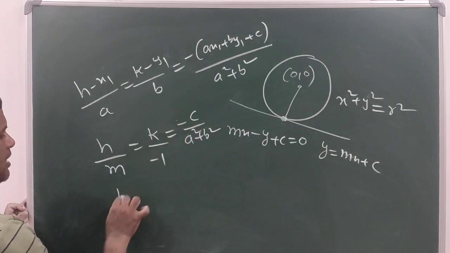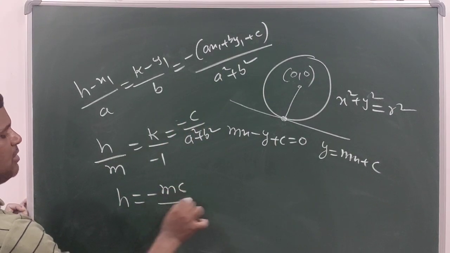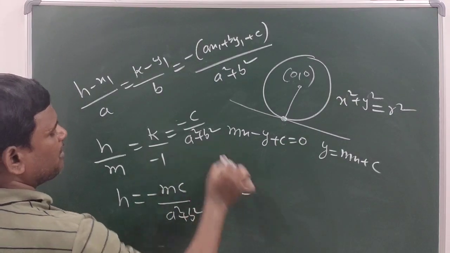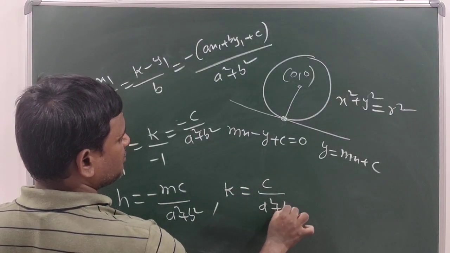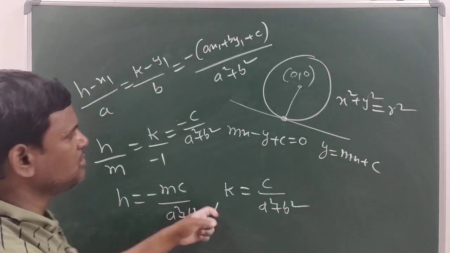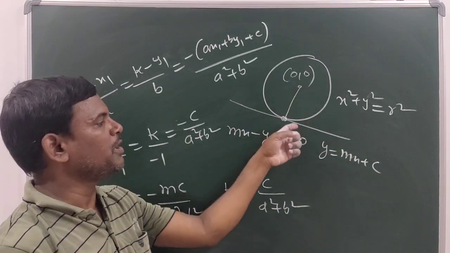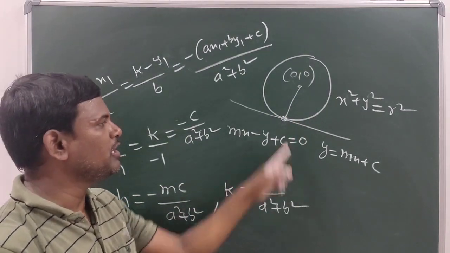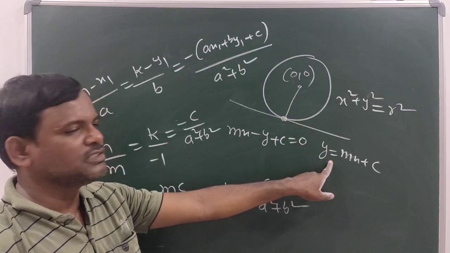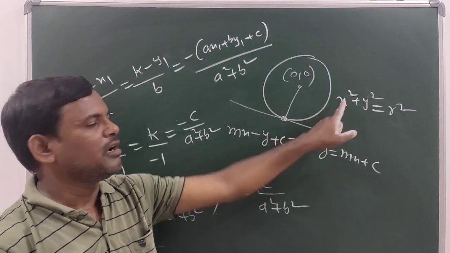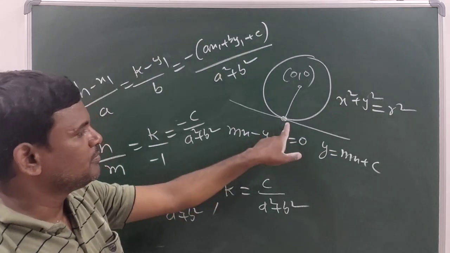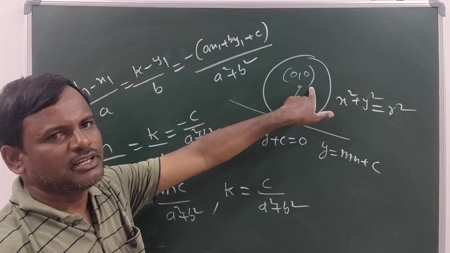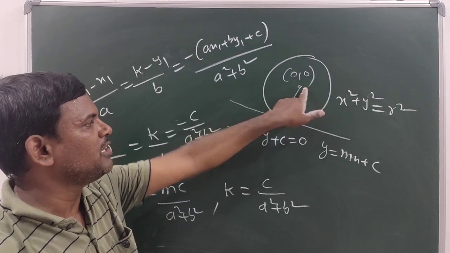Now take m to the right side. Now h is equal to minus mc by a square plus b square. Similarly, k is equal to minus into minus, plus c by a square plus b square. So this is the foot, meaning the point of contact. I hope you have understood how to determine the point of contact of this tangent and this circle. What did I do here? I calculated the center and I calculated the foot of the perpendicular from this center on this line.